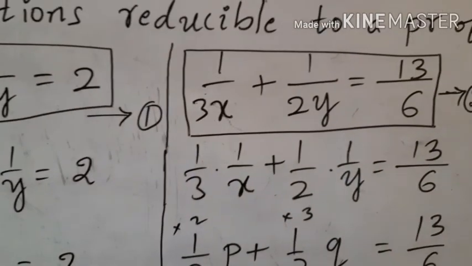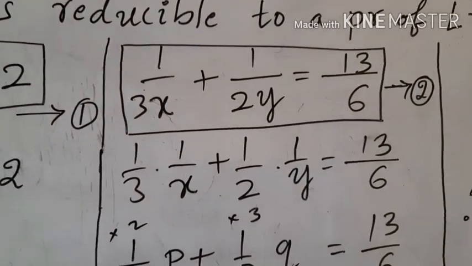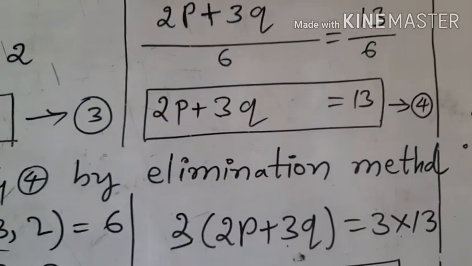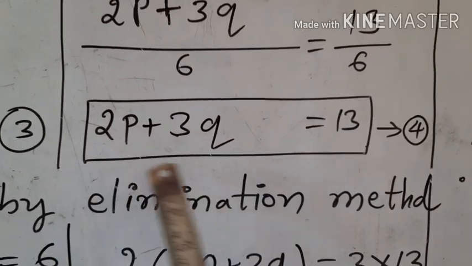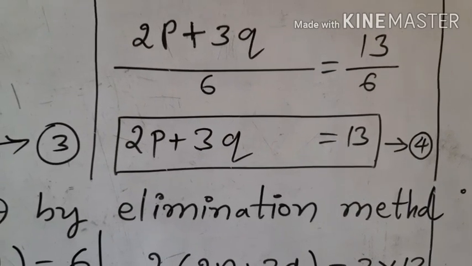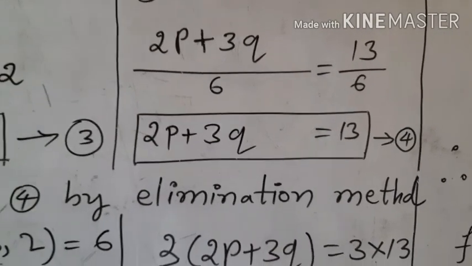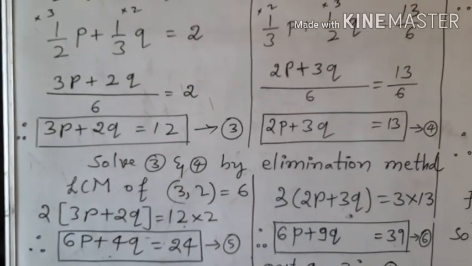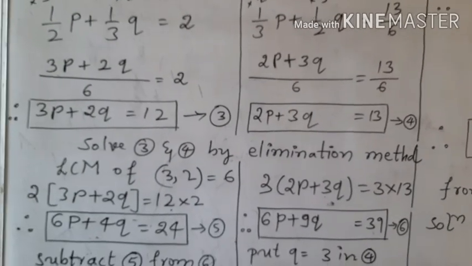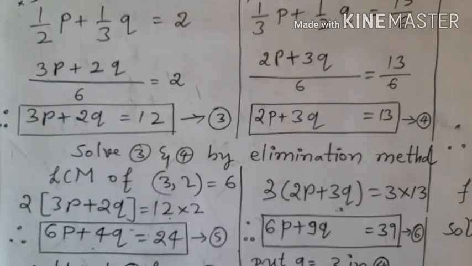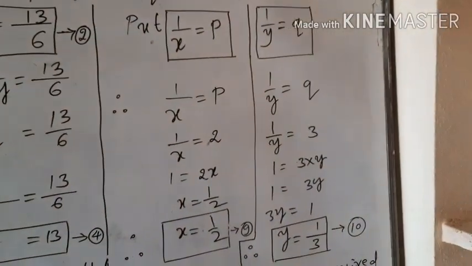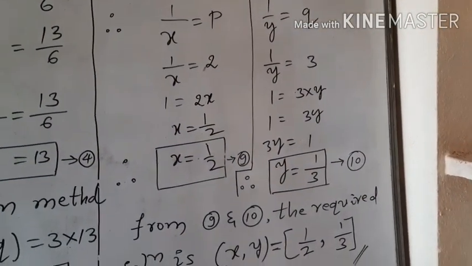Similarly, 1 by 3x plus 1 by 2y is equal to 13 by 6 is not a linear equation in x and y, but it is reduced to a linear equation 2p plus 3q is equal to 13, which is a linear equation in terms of p and q. After that what we do is the equations 3 and 4 are solved by any one of the methods for p and q. After finding the value of p and q, then we can find the value of x and y, right?